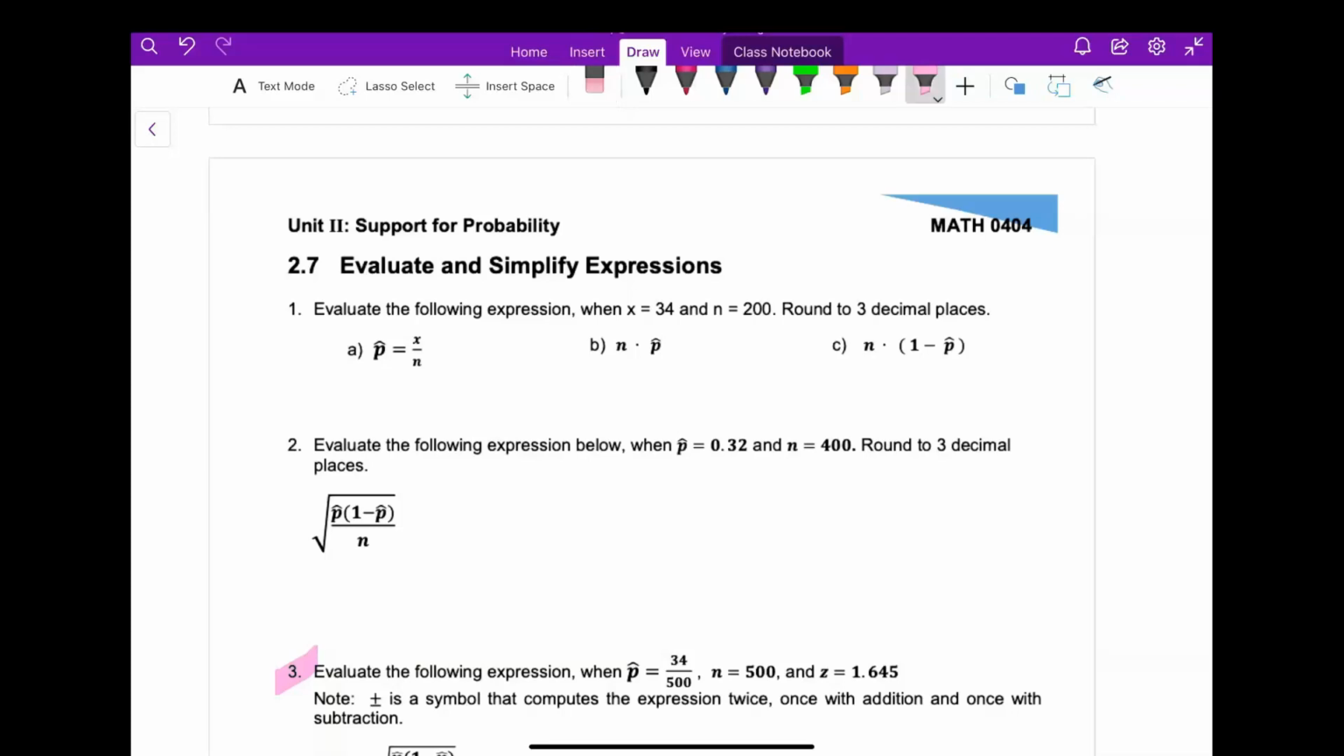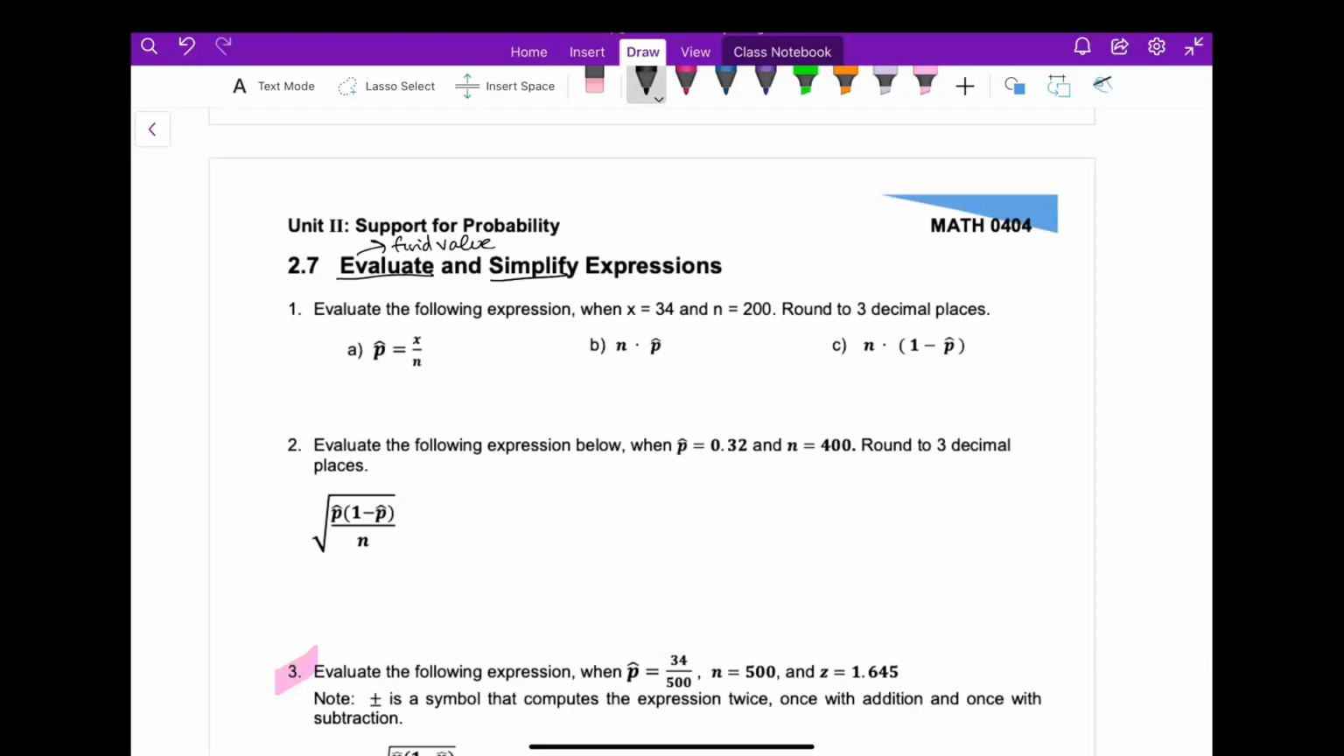Section 2.7, we have evaluate and simplify expressions. Let's talk about vocabulary here. Evaluate means to find a value for. And then simplify, you've seen it before where we have a fraction and we find the common factors for both and we leave it in the lowest possible form.